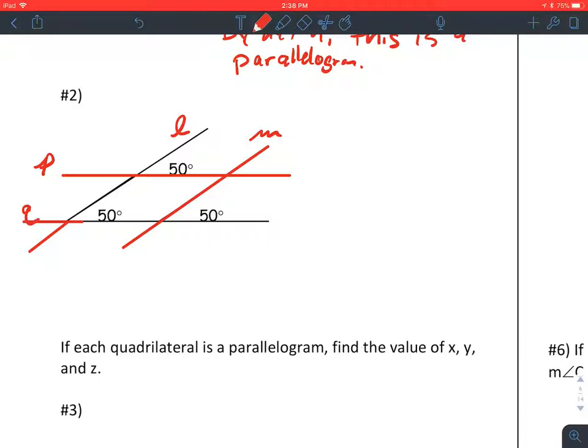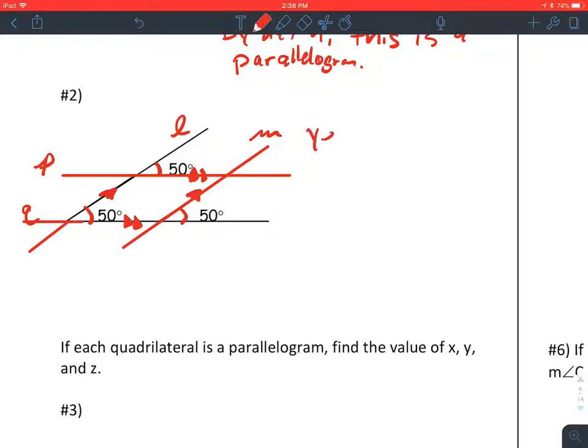So check this out. Since 50 and 50 are congruent, that makes these two lines parallel because of the converse to the corresponding angles postulate. Likewise, this other 50 and this 50 are congruent, which makes these two lines parallel because of the converse to the corresponding angles postulate.